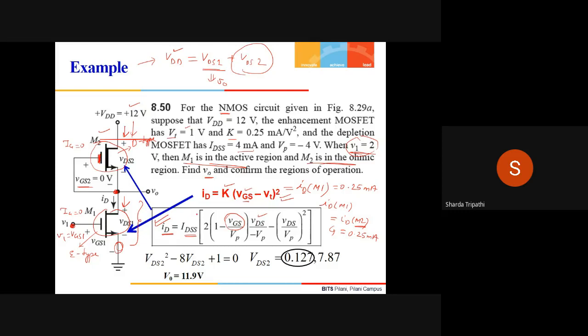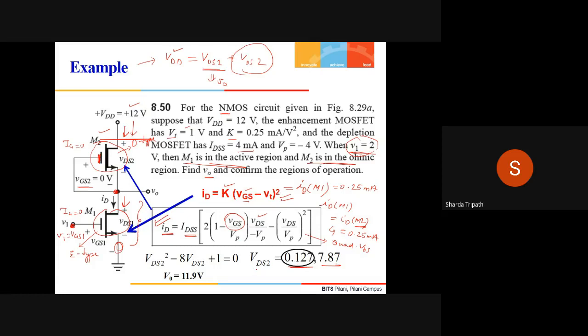So if you substitute the values and simplify, this equation will be a quadratic equation in terms of VDS. And if you solve this quadratic equation, you are going to get two values and these values are shown over here, 0.127 and 7.87. But which value do we have to pick?